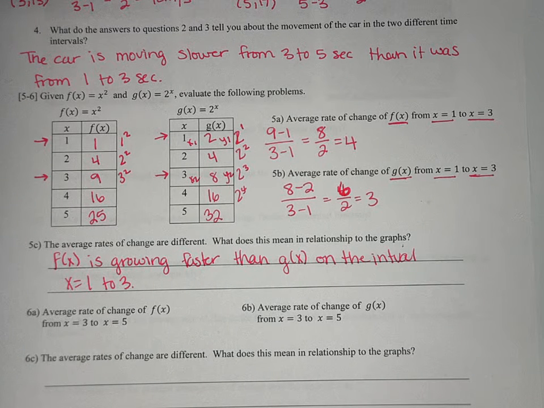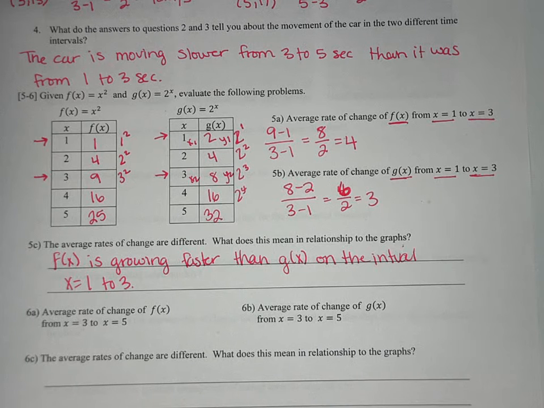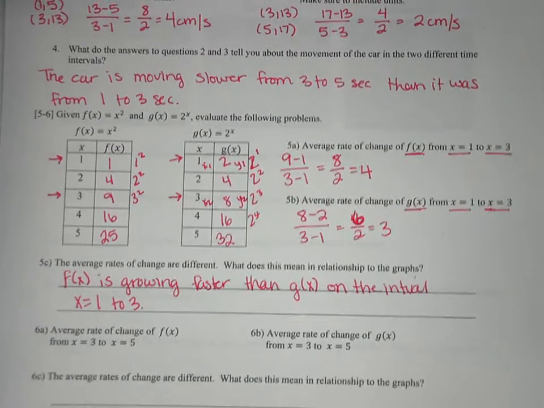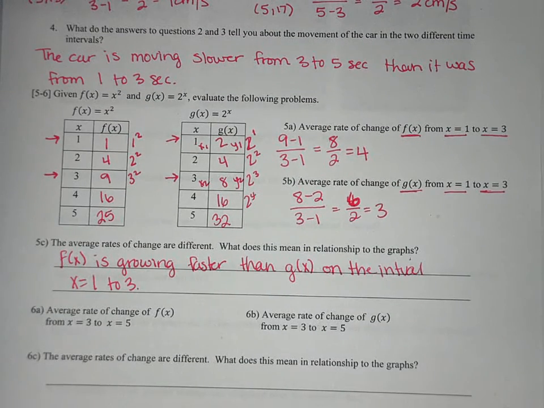I know I'm still wrong for this, but technically if you widen the interval, eventually g will start increasing faster. Yes, but we're only taking that snapshot from 1 to 3. If you look at number 6, it's looking at 3 to 5. What do you think is going to happen between 3 and 5? Which one's going to grow faster? g. So that's where stating the interval is really important, because f is only growing faster on that first part before g overtakes it. Okay?